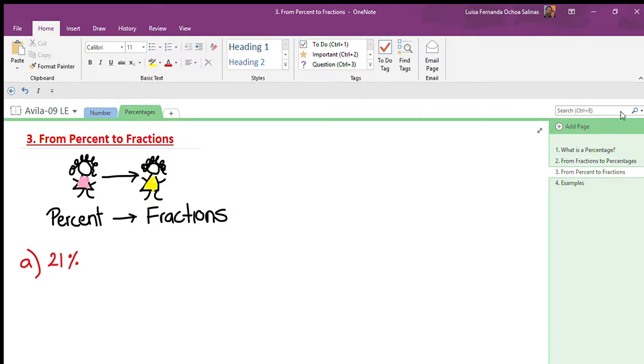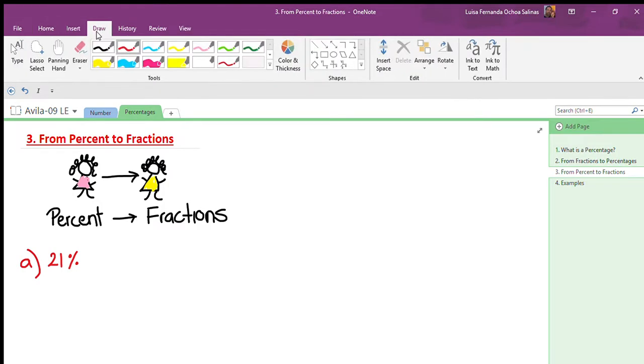Okay, girls, so we continue our videos with number 3, which is percentages to fractions. Okay, so number 3, percentages to fractions. Wonderful.